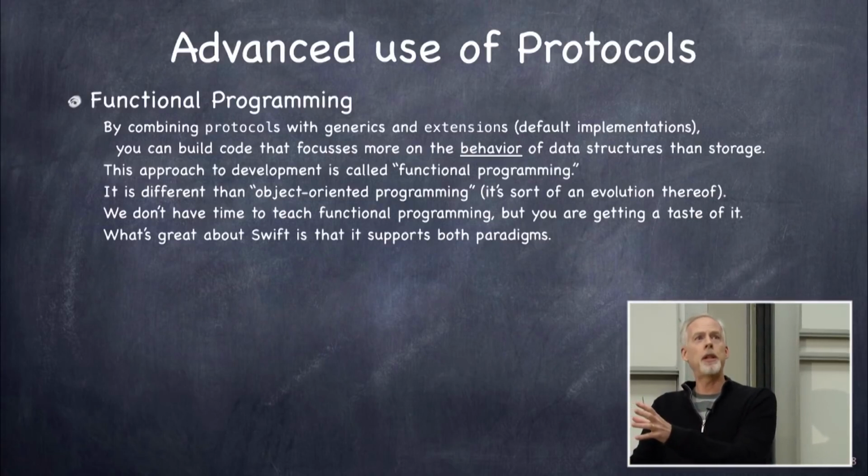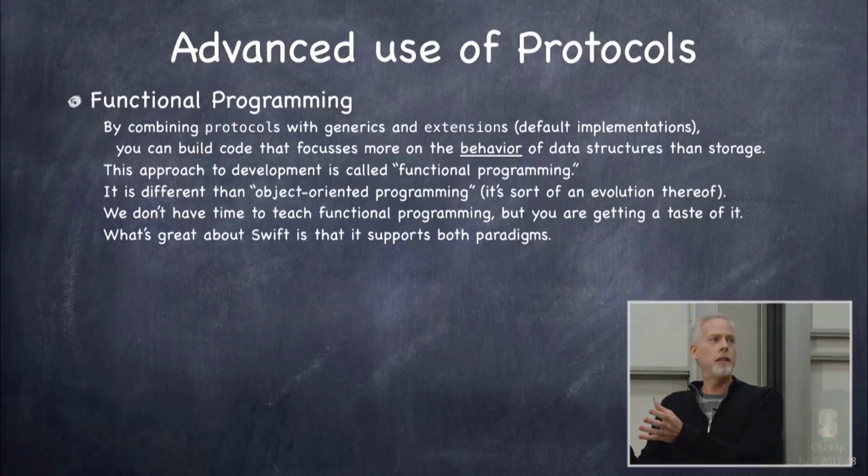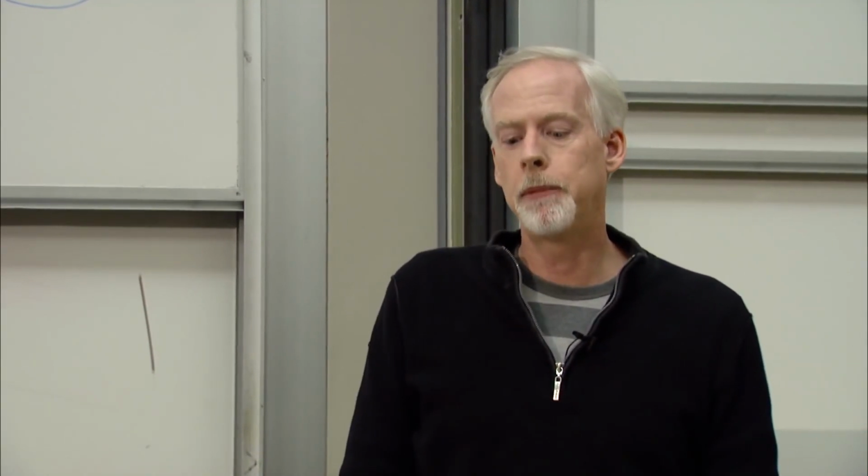How many people have heard of the language Haskell? Okay, same people who know about functional programming, right? So Haskell is a purely functional programming language, and Java is a purely object-oriented language. Swift is a mix of the two, which is good. That's all I'm going to say about functional programming, just so that you know it's there.